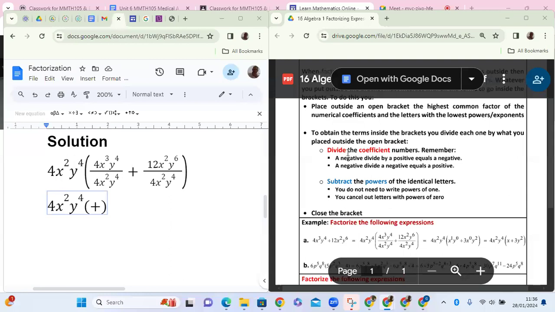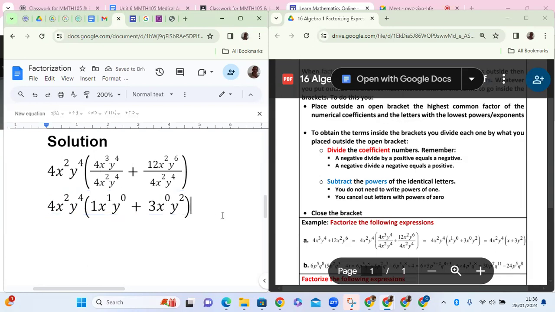As it says, you're going to divide the coefficients. So 4 divided by 4 is 1. You don't necessarily have to write a coefficient of 1, but you can. X cubed divided by x squared, we've got to subtract the powers. 3 subtract 2 is 1. So x here has an exponent of 1. 4 minus 4 is 0. Y has an exponent of 0. Now the other term. 12 divided by 4 is 3. X raised to the 0 because 2 minus 2 is 0. Y raised to the power of 2 because 6 minus 4 is 2.